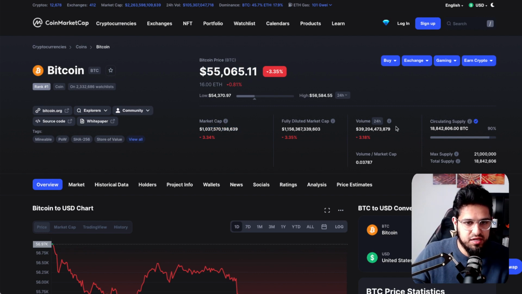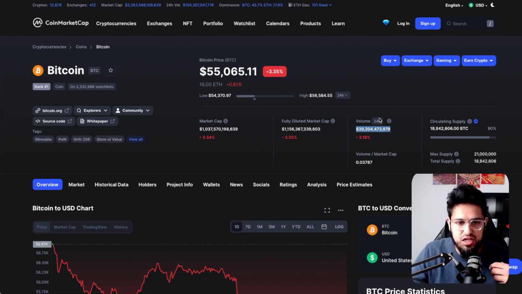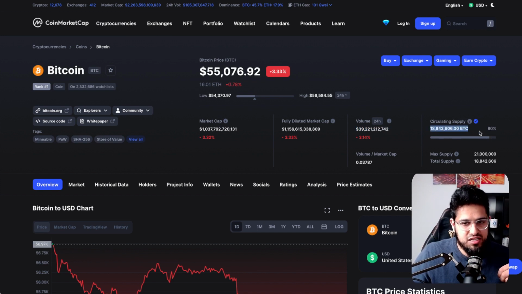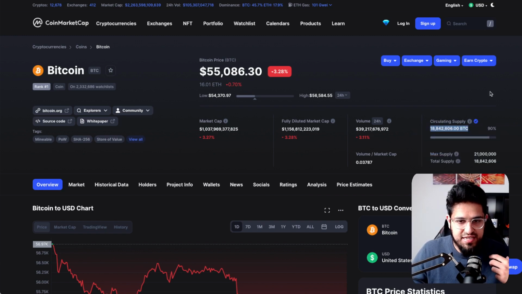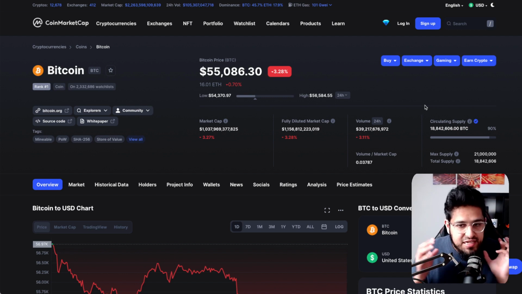That's really important. You then have volume, which, like I said, is the amount of money changing hands in a 24-hour period. So 39 billion of Bitcoin is moving every single 24 hours currently. You then have something called circulating supply. This is how many Bitcoins are circulating in the current supply. We know there's about 18.8 million currently circulating.